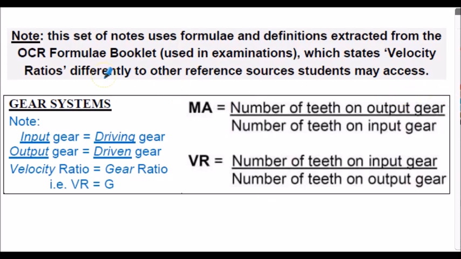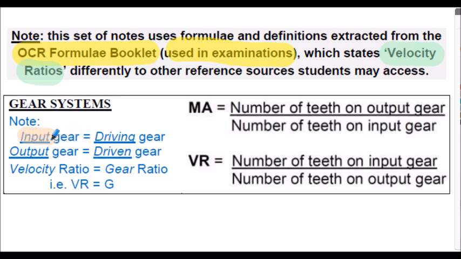The following is an extract from the awarding body formula booklet, and that's to be used in examinations. As I said previously, the velocity ratios or the gear ratios shown in this formula booklet are different to those you might find within other engineering reference sources and indeed used by engineers within industry. Nevertheless, we need to use these relationships to solve problems in the awarding body examination. Note the different terminology that can be used.